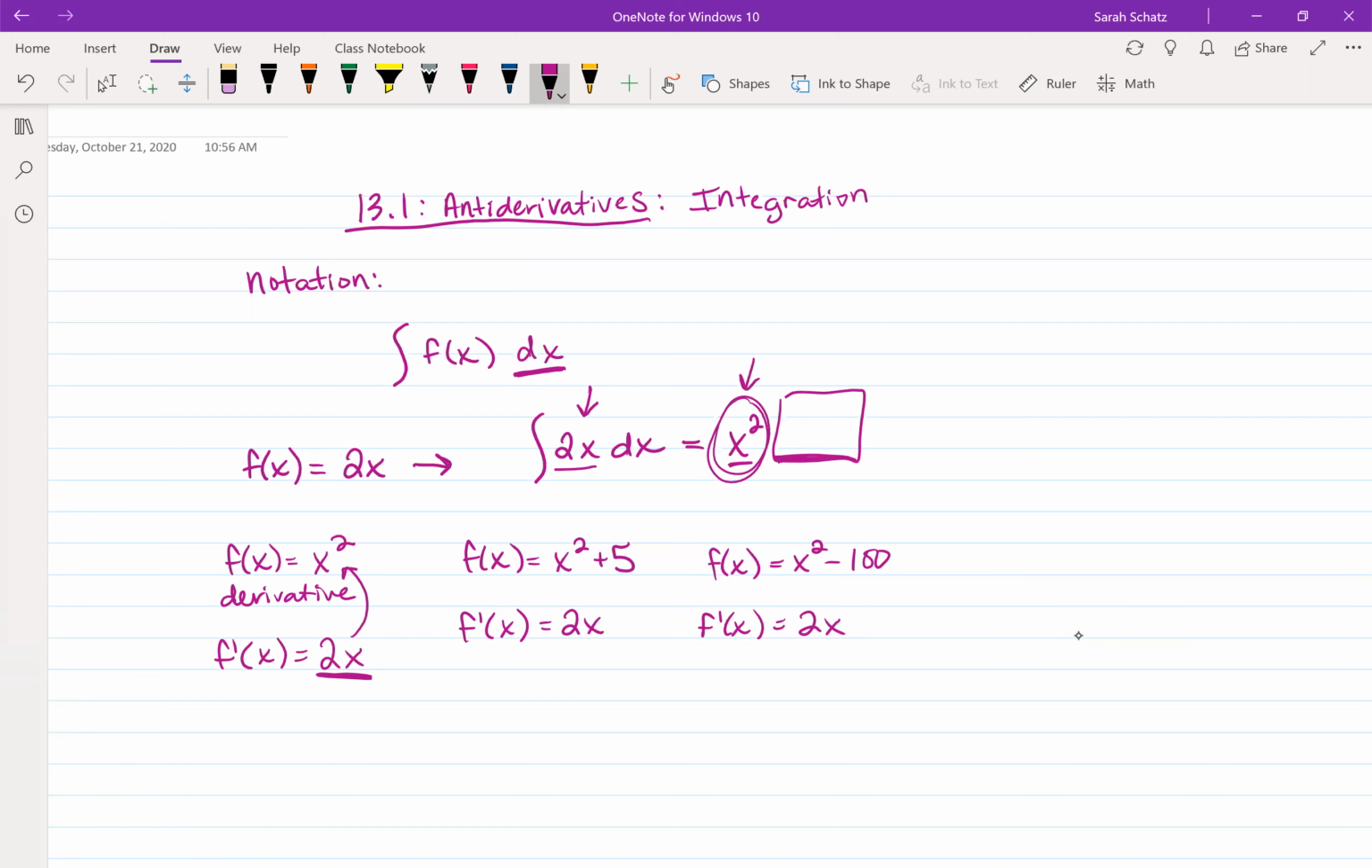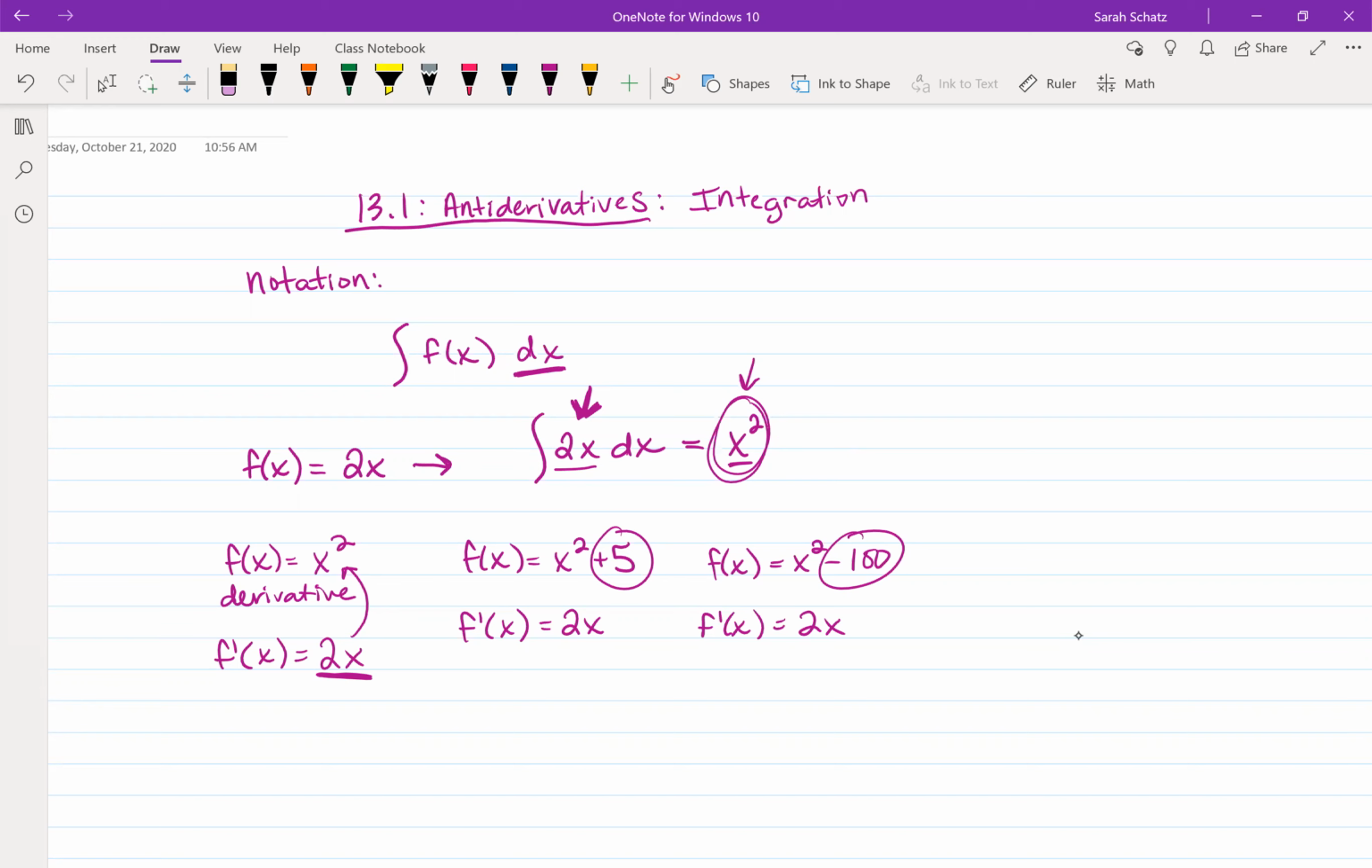So you guys, there's an infinite number of possibilities. So if I'm telling you that the derivative of a function is 2x, and I want you to find the original function that came from, sure, it's going to be x squared, but there could have been any other constant with it, and your derivative still would have been 2x. So you guys, we don't know if there was a constant on it or not.